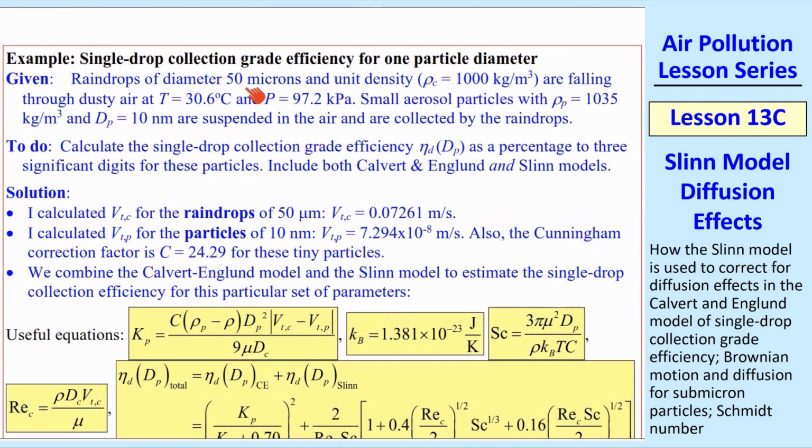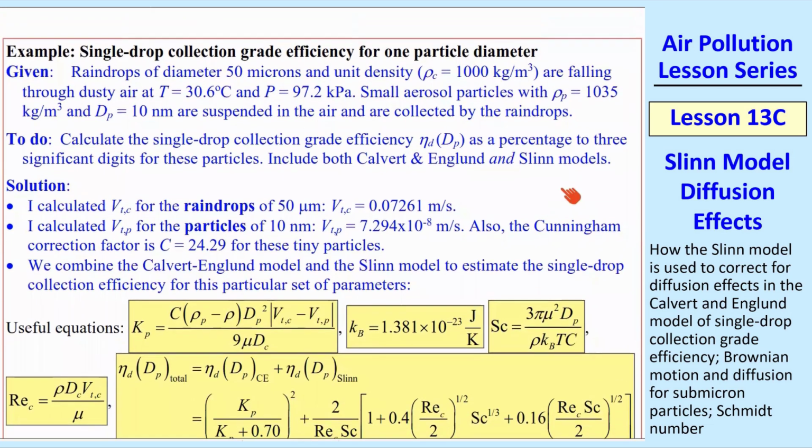Let's do an example problem. We have raindrops that are 50 microns in diameter, water, so it's unit density. They're falling through dusty air at a given temperature and pressure. Small aerosol particles with another density that's a little bit different than the collector, and diameter is 10 nanometers. This is very, very tiny. They're suspended in the air and are collected by the raindrops. We need to calculate a single drop collection grade efficiency, A to D, as a function of dP as a percentage to 3 significant digits. And we're going to include, as I said, both the C&E and the Slinn models. So how do we solve this?